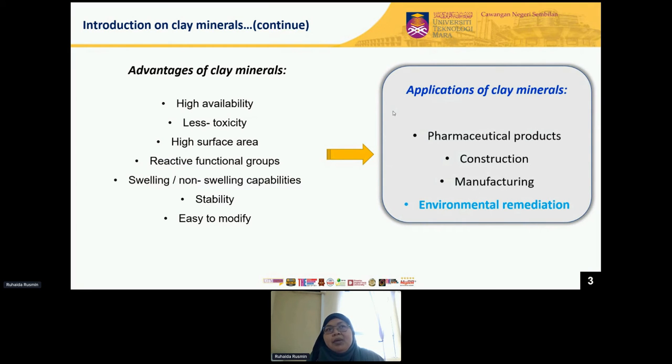If you have diarrhea, for example, the doctor may prescribe smectite clays that will help you recover from the diarrhea. Kaolinite is also used in cosmetics products. Clay minerals are also used largely in construction and manufacturing. And for the focus of the discussion today, clay minerals are also widely used in environmental remediation.